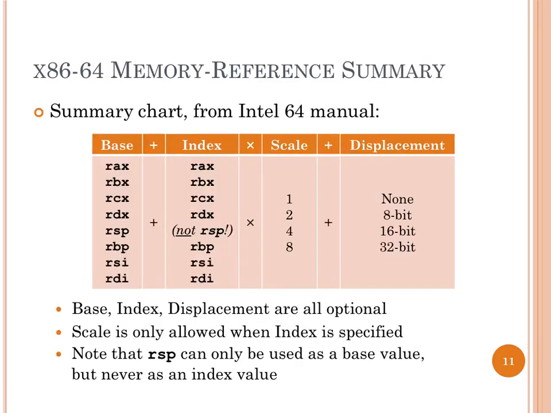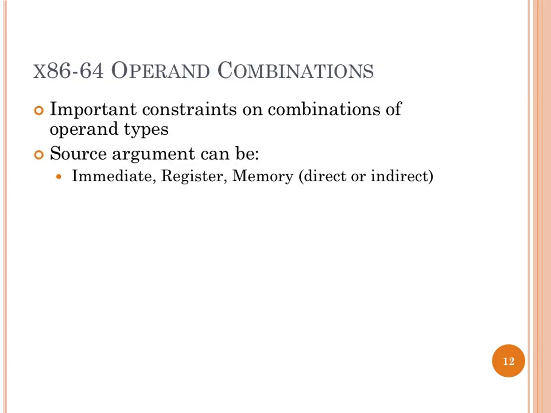All right, so this is the summary chart. The only thing that's really frightening, and in fact this is not really the best chart because it excludes R8 through R15, so I should probably kick this slide to the curb. But the important thing to note is that you cannot use RSP as an index. That would be really dumb, because RSI is literally an index register, but RSP you're not allowed to use as an index. So this is of limited usefulness. Sorry that I don't include R8 through R15.